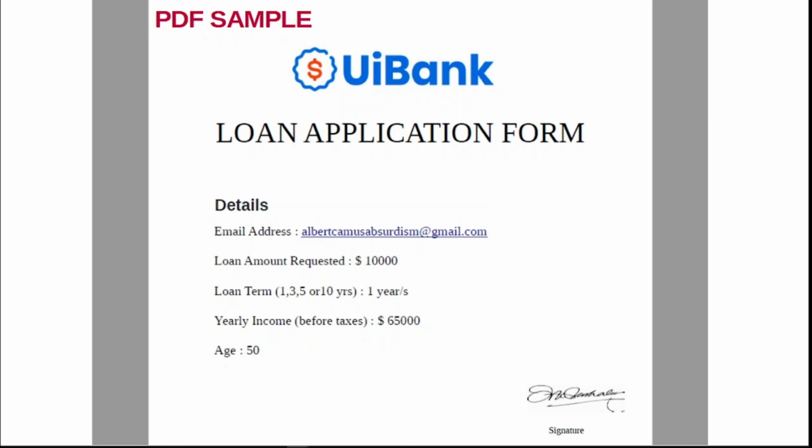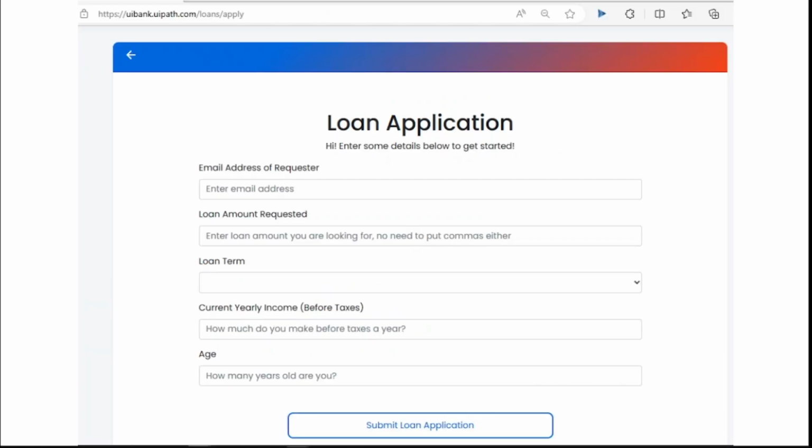So an example of an application here is just this, where we have our email address, our loan amount, a loan term, the yearly income, and the age. So this will vary from different PDFs. The form looks like this at the application for the loan on the site. So we have the corresponding fields here, and then we just enter the data from the PDF, we extract the data, and then we click the submit button, and then we move to the next PDF.